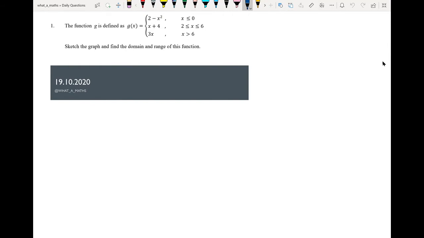For this question, we have a piecewise function. There are three pieces over here. So I'll start with the first piece first, and it is a quadratic graph. For this quadratic graph, I got that my a is negative, so this quadratic graph will be a sad graph. So now I can start drawing my graph.